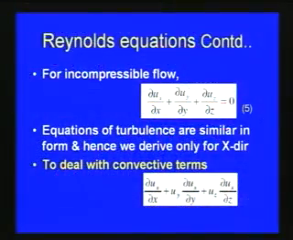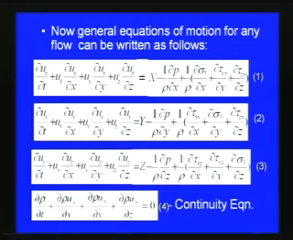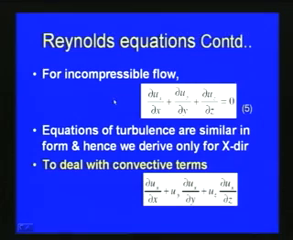Now, in the earlier Cauchy's equation we have seen the convective terms. If we consider the equation in the x direction, we have these 3 convective terms: u x into del u x by del x plus u y into del u x by del y plus u z into del u x by del z. So, we will first deal with these convective terms.